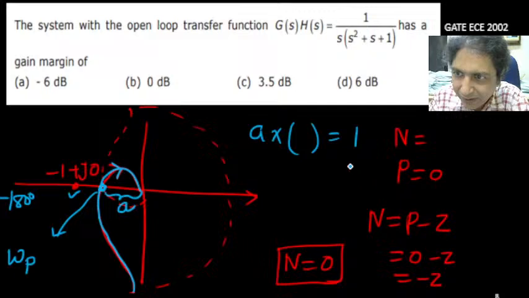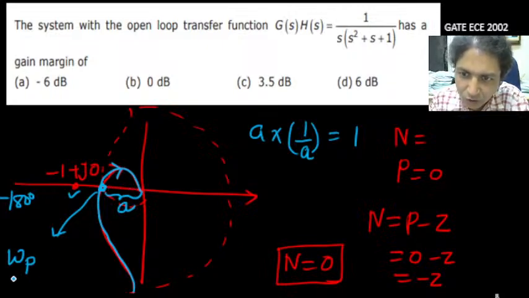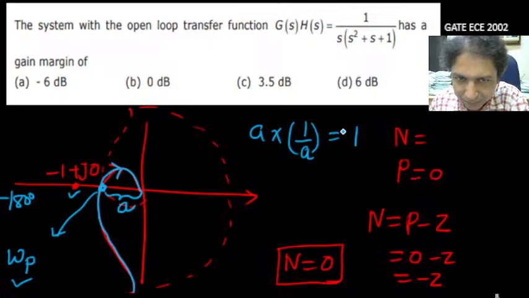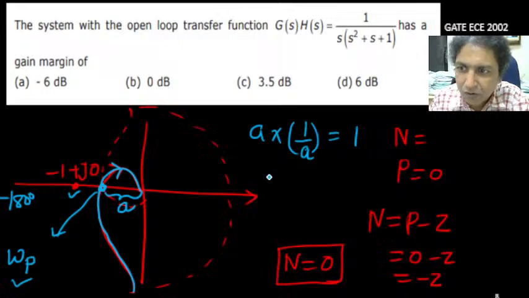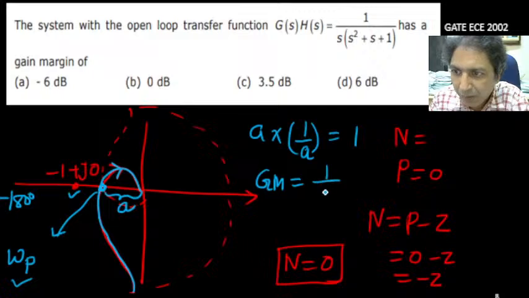So that factor we can calculate. What is the factor? Obviously it will be 1 upon A. So if A is the magnitude at phase crossover frequency, then we can provide additional gain of 1 upon A, and only then it will be on the verge of instability. Is it clear? So this is important. Thus the gain margin is 1 upon A.